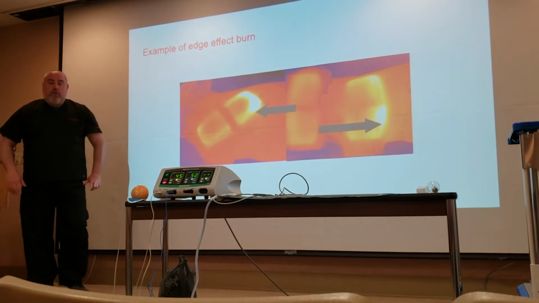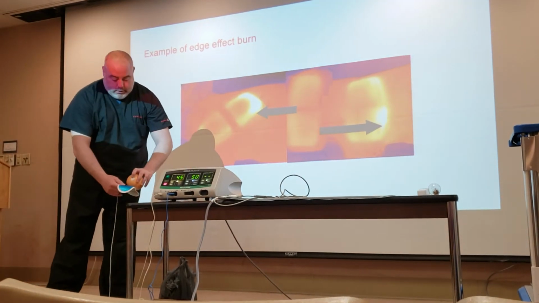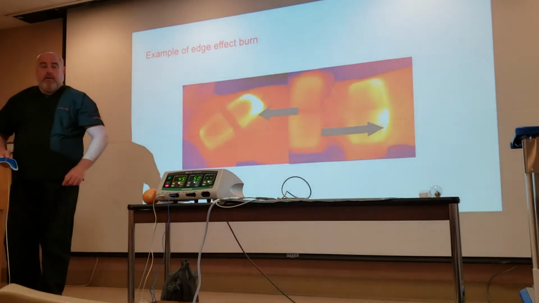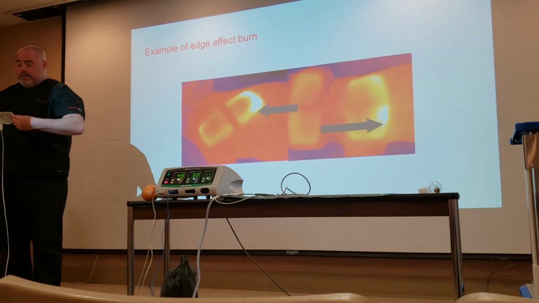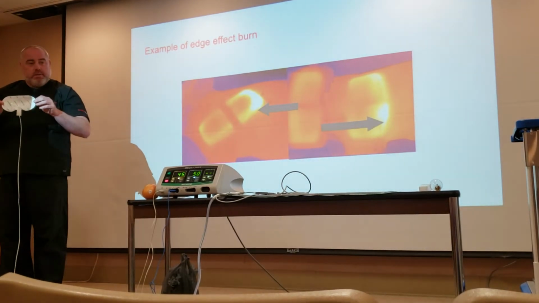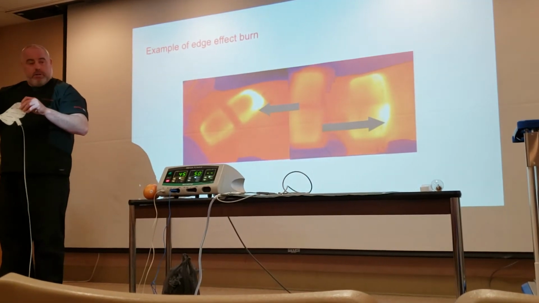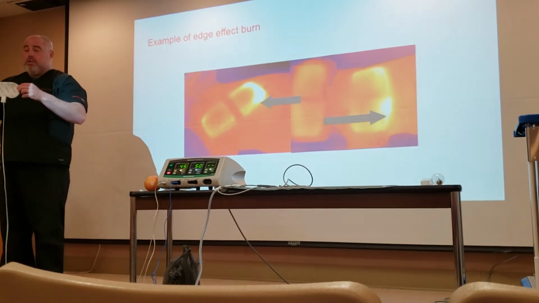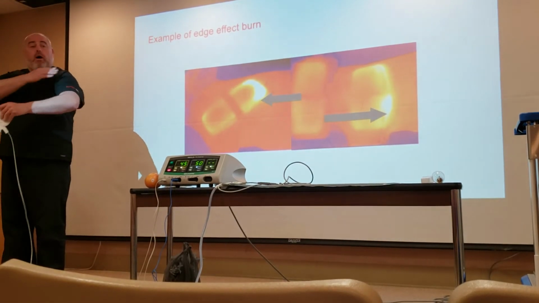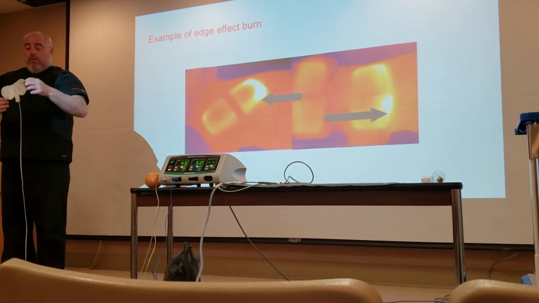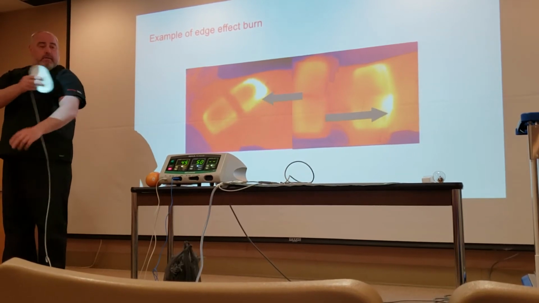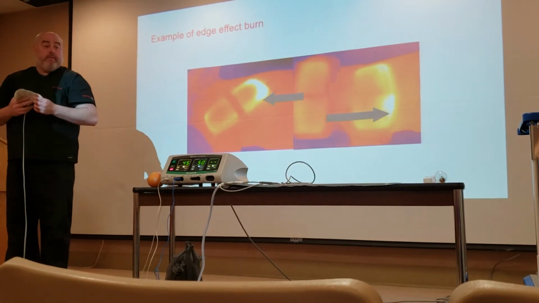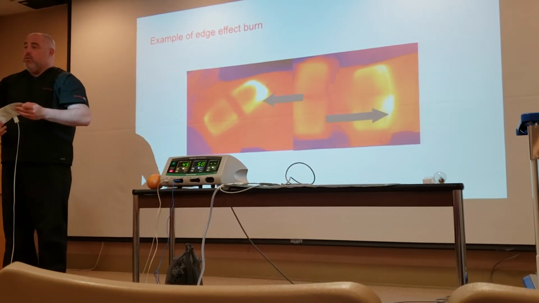So let's talk a little bit about orientation of the pad, because that's important as well. What you see here is an example of edge effect burn. There are two types of pads. Hopefully you have ones here that are more square in shape, where each side has similar length. This is a rectangular pad. If I'm operating here on the shoulder, do I want to orient this pad this way or this way? The second way. Why? Because you get more surface area.